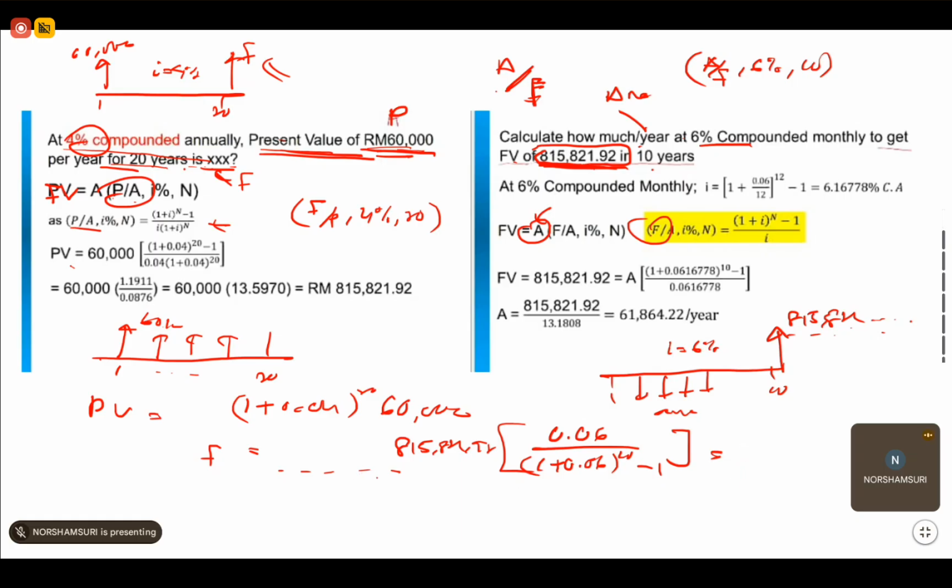So somebody can calculate. Okay. Any question? So far so good on this one? Okay.